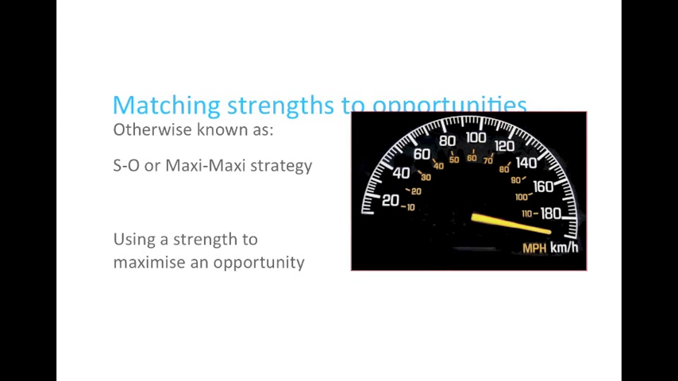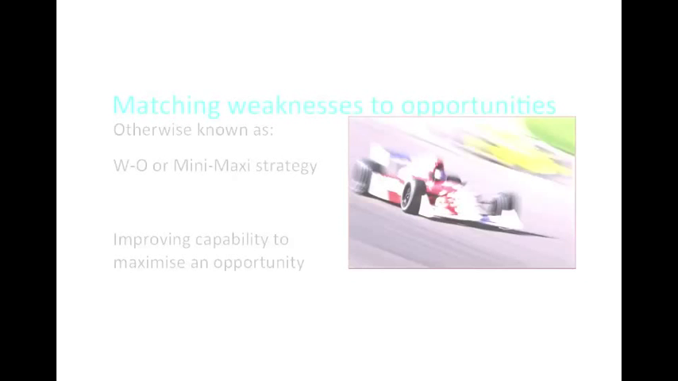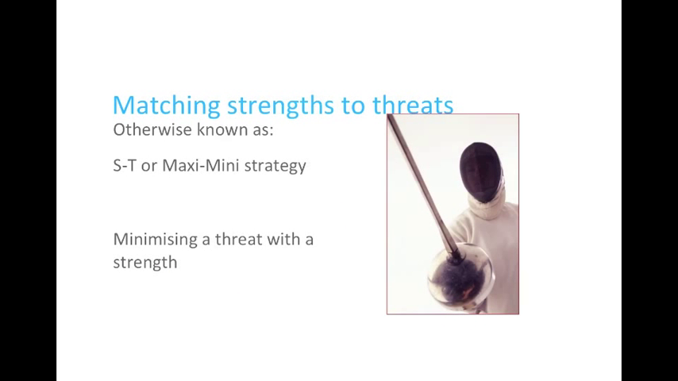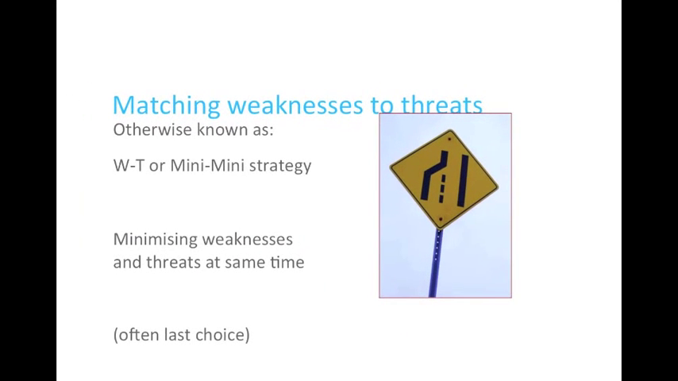SO strategies we tend to call maxi strategies, using a strength to maximize an opportunity. And there's mini maxi opportunities, WO, which is improving a capability to maximize an opportunity. And then you have the maxi mini strategy, ST, which is utilizing strength to mitigate against a threat. And you have a mini strategy, which is minimizing your weaknesses and threats at the same time. So to minimize your weakness, obviously you have to build some strengths with that.